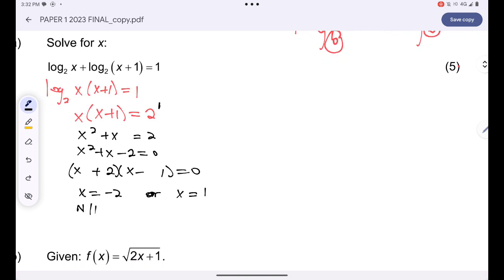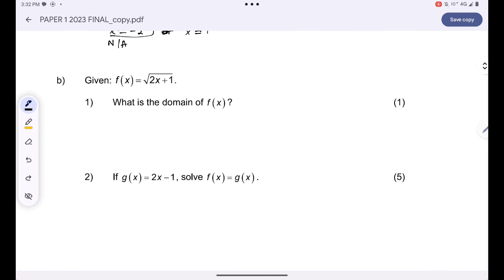This one, negative 2, is not applicable. How do I know it's not applicable? Because whenever I substitute negative 2 over here, the left hand side will simply be undefined. Are you together? But if I substitute 1 in the equation, I'll find that the left hand side is equal to the right hand side.